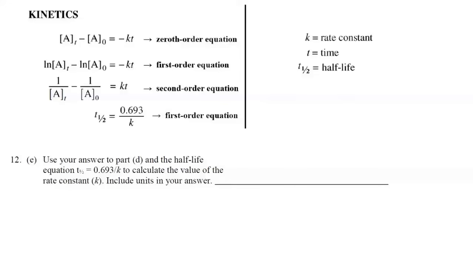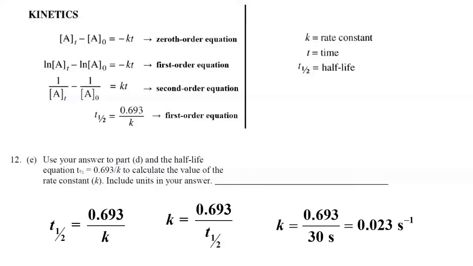All right, so number 12, part E. Use your answer to part D, which was a half-life of 30 seconds, and the half-life equation, half-life equals 0.693 divided by k, to calculate the value of the rate constant k. Include units in your answer. So all I'm going to do is plug in the value of 30 seconds for the half-life. I'm going to rearrange this equation so I can solve for k. So the value of k is equal to 0.693 divided by 30 seconds. When I do this math, I get 0.023, and my units are going to be inverse seconds.